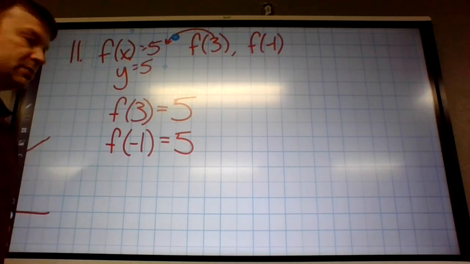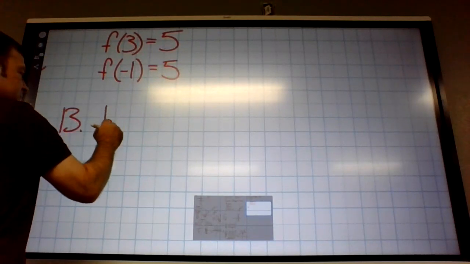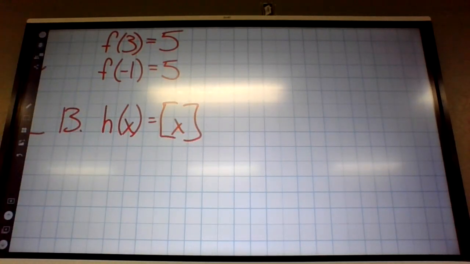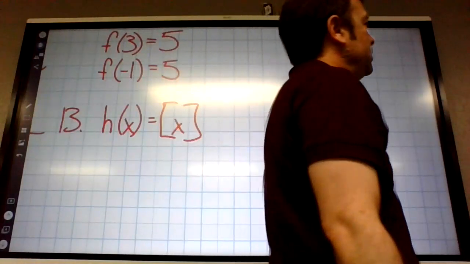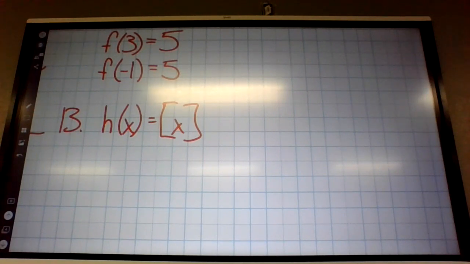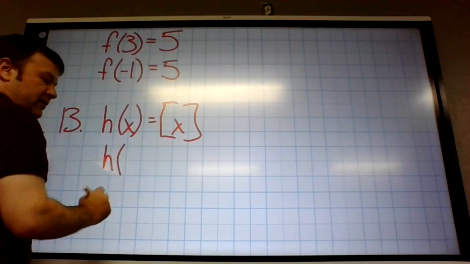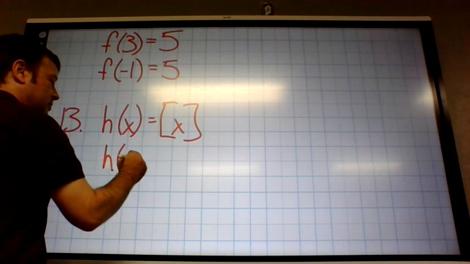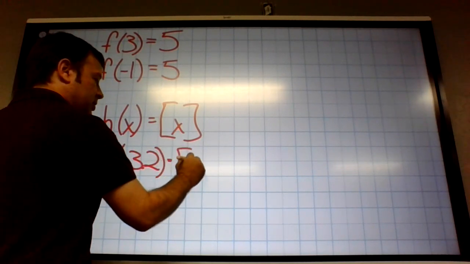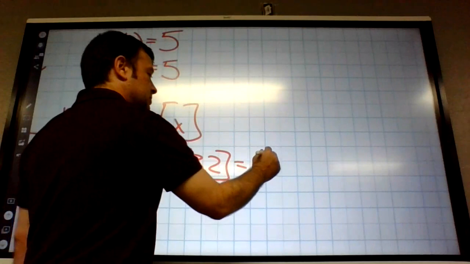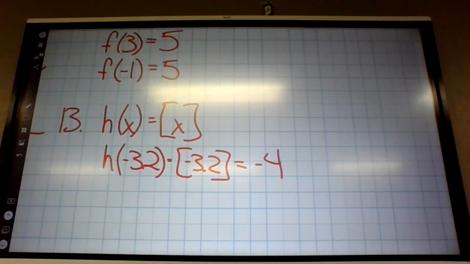Okay, 13. What did I call that thing with the brackets? Greatest integer function, yeah. And what did it do though? That's the more important question. Rounded to the closest. Rounded, yeah, it doesn't round to the closest integer, it rounds down to the next lowest integer. So, if I have h of negative 3.2, you put negative 3.2 in this little bracket thingy, what's that going to turn into? Negative 4. Negative 4 is below negative 3.2.